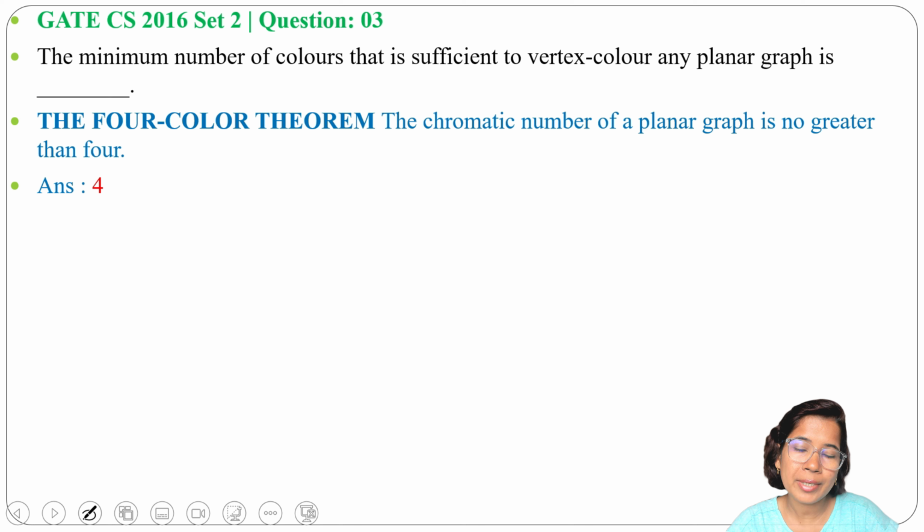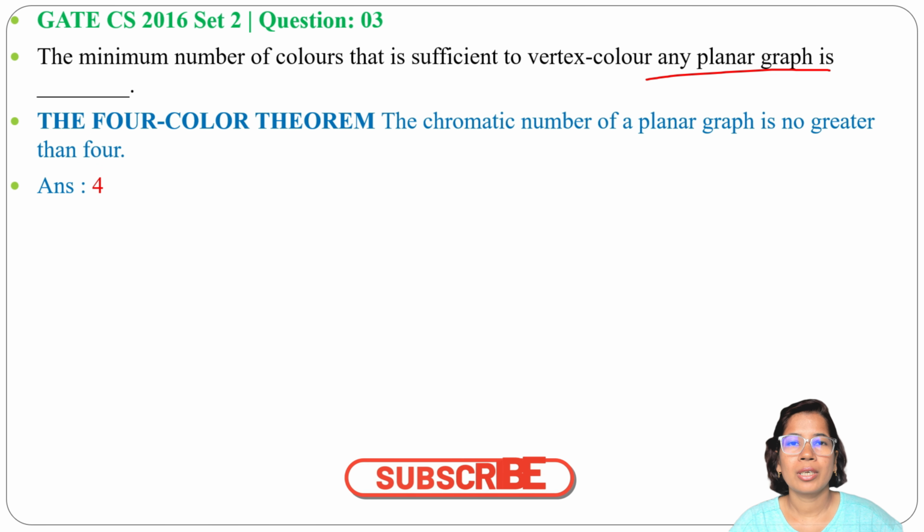If any graph is mentioned, we can say that the minimum color required equals 1 or 2 by seeing that planar graph. But here the graph is not mentioned. It is just asking any planar graph. For any planar graph, it can be 4. I already discussed planar graphs during the graph theory lecture.